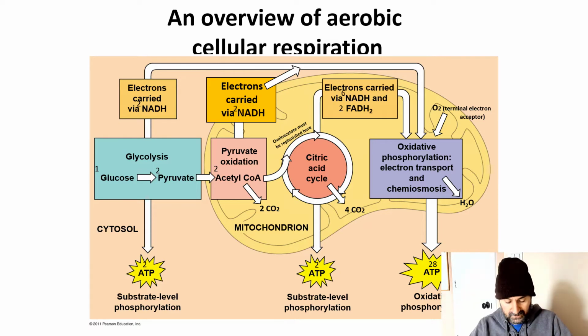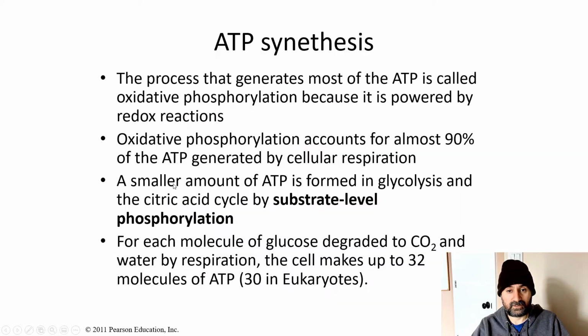Now, this is a great reference slide for you because it's showing you how the energy in glucose is being ultimately converted to ATP. During glycolysis, glucose is broken down into 2 pyruvate, also 2 NADH are formed, and 2 ATP are formed. So let's talk about glycolysis real quick.